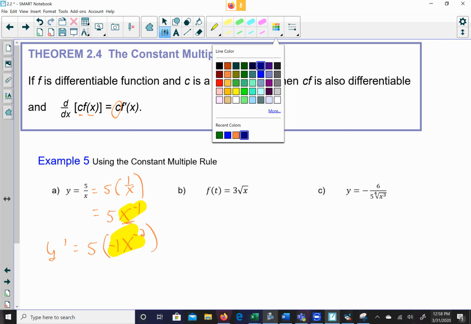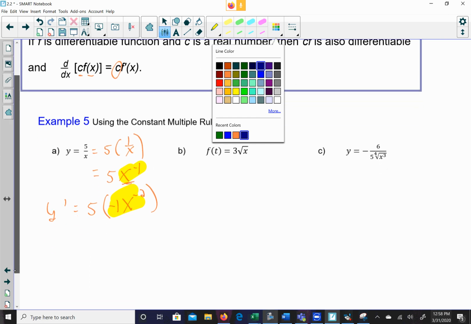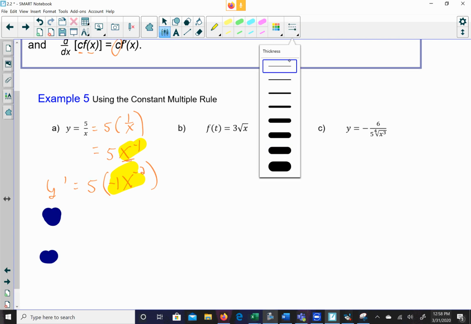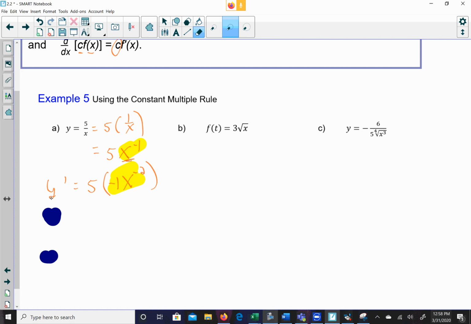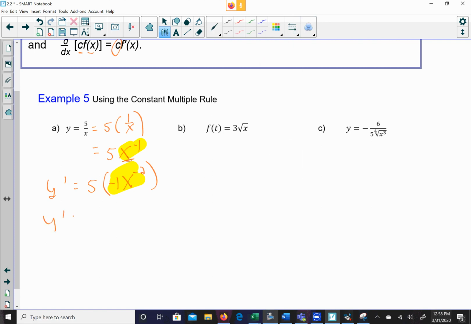And now I am going to clean it up. So to find the derivative, you can stop moving now. Oh my, look how thick that is. Gosh, that's a mess. So I'm going to do the 5 times the -1 will be -5 x to the -2. No negative exponents, so the derivative of y is going to be -5 over x squared.